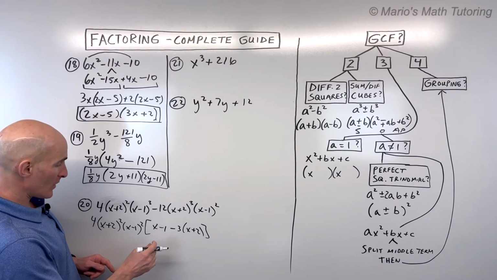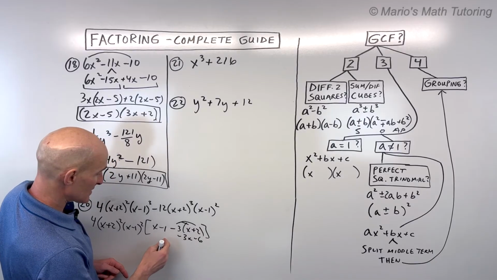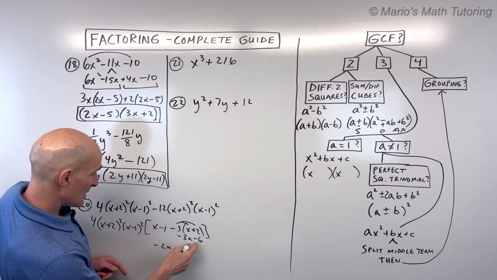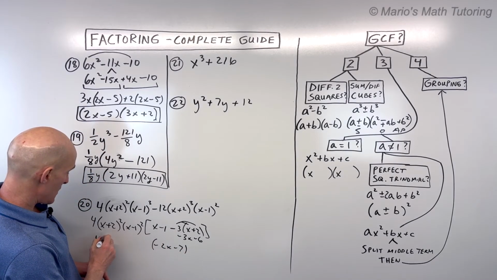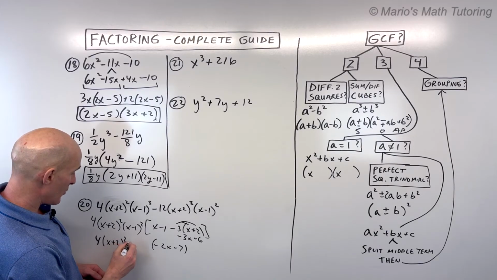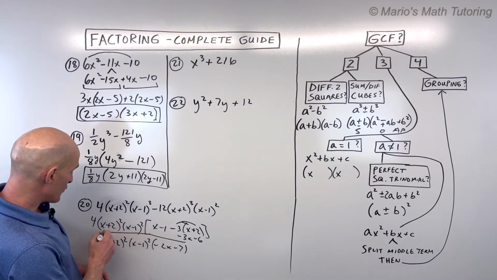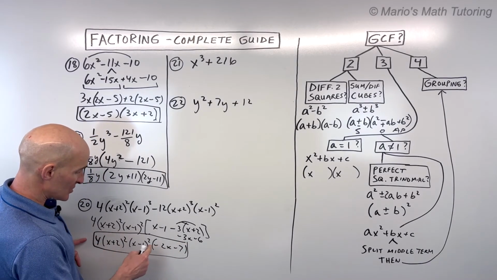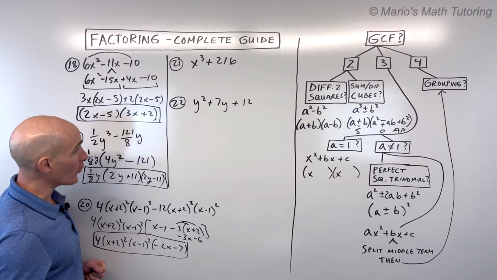Okay, and so now what you can do is distribute the negative 3. That's going to be negative 3x minus 6. We could combine like terms. This is going to be negative 2x minus 7. And then let's just bring these terms down. And that's fully factored. Now, one other option, you could factor out a negative 1 here and make this 2x plus 7. That might be a little bit cleaner, but that's your factored form.